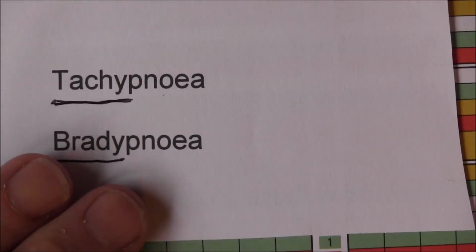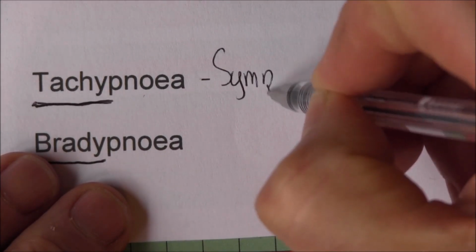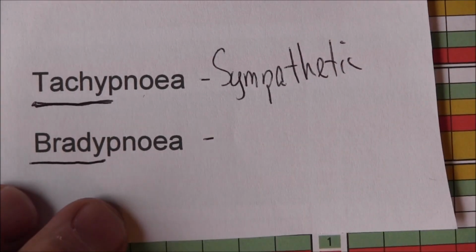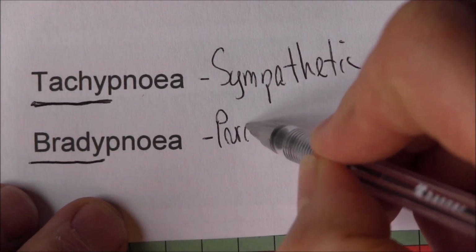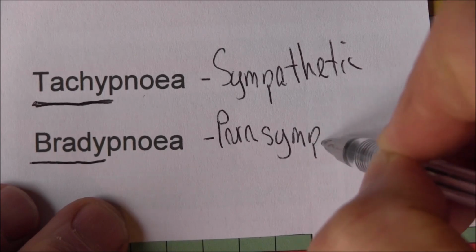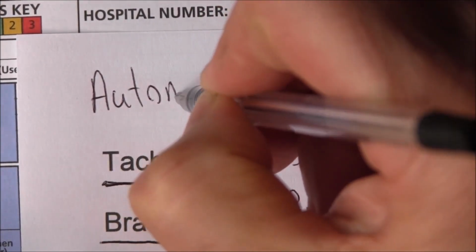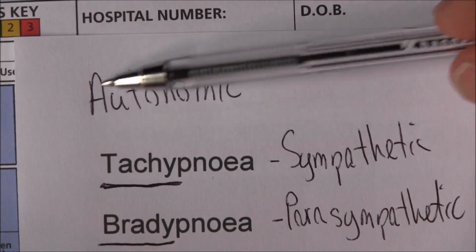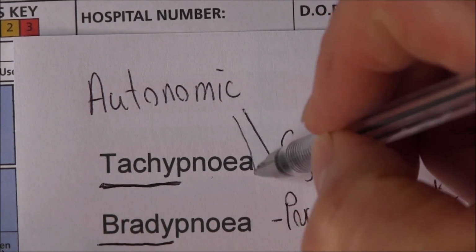Now, increase in respiratory rate will be caused by stimulation of the sympathetic nervous system. And a reduction in breathing rate will be caused by stimulation of the parasympathetic nervous system. And you'll probably remember that these are both branches of the autonomic nervous system. So the autonomic nervous system, that which is not under the control of the will, that which works automatically, is divided into the sympathetic and the parasympathetic.